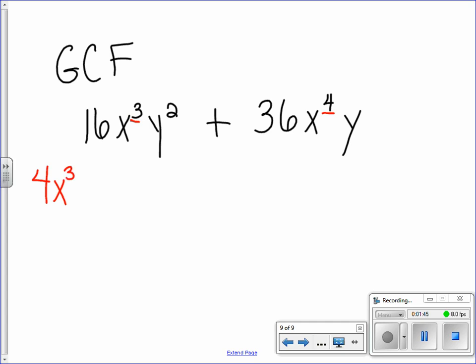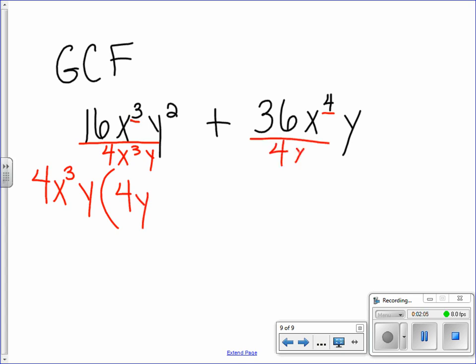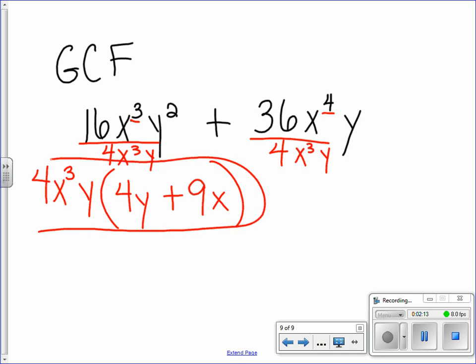What about the y? Y. So if I divide this by 4x to the third y, what's left? 4. 16 divided by 4 is 4. If I divide this by 4x to the third y, what's left? 9x. That's your answer. If you're just going for a GCF, that's it. So that's greatest common factor.